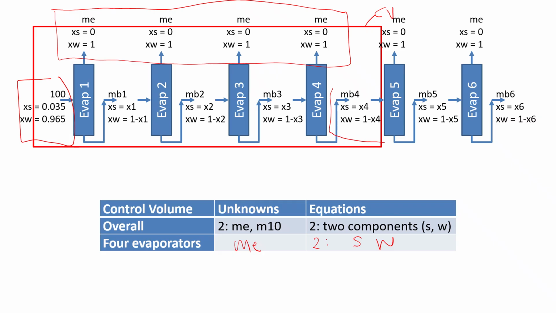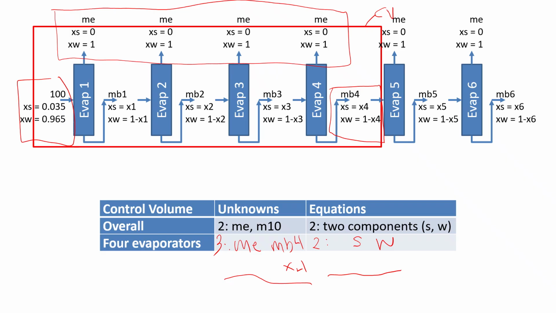The last stream we have to consider is the brine that's produced by the fourth evaporator, which leaves. Looking at that stream, we have 2 unknowns associated with it: the brine from the fourth, which is MB4, and the composition of that brine, the salt composition, which is X4. It's the mass fraction of salt in the brine produced from the fourth evaporator. So we have 3 unknowns here. And unfortunately, if we consider 4 evaporators, there's no way we're going to be able to solve for the 3 unknowns because we can only write 2 equations.